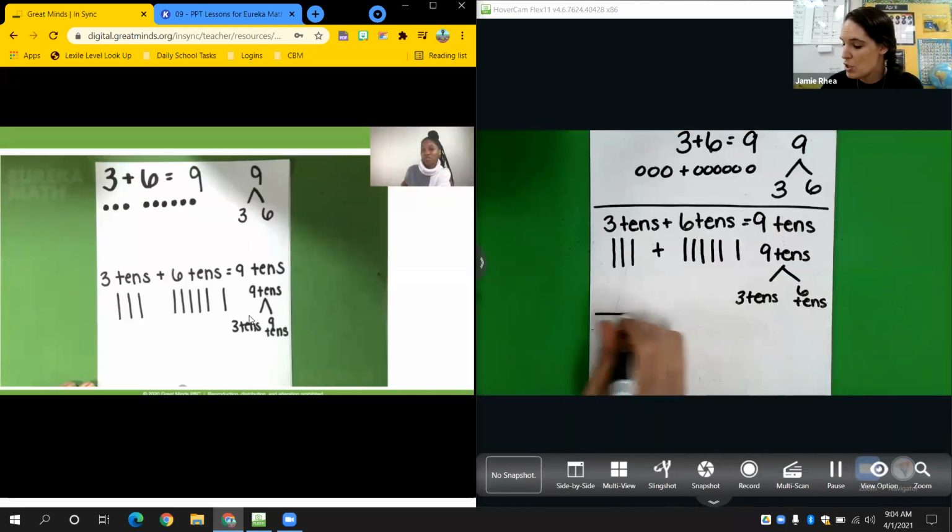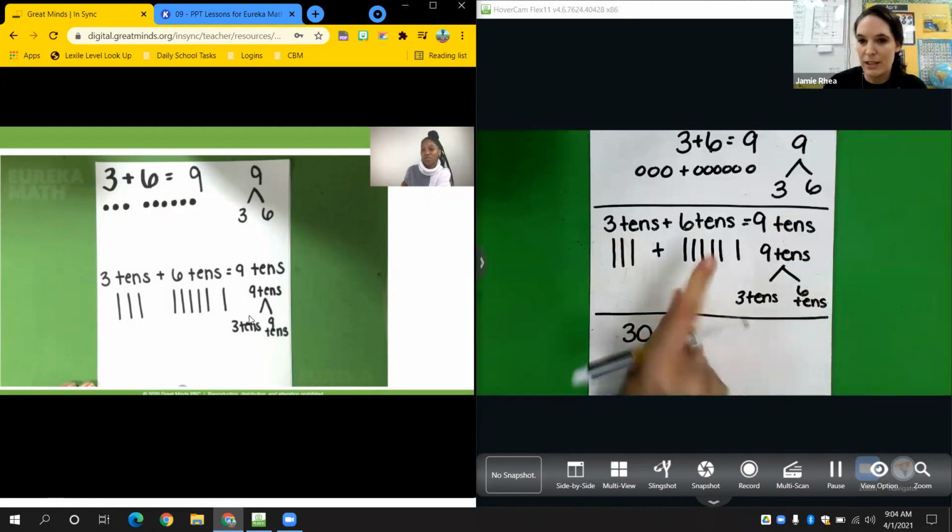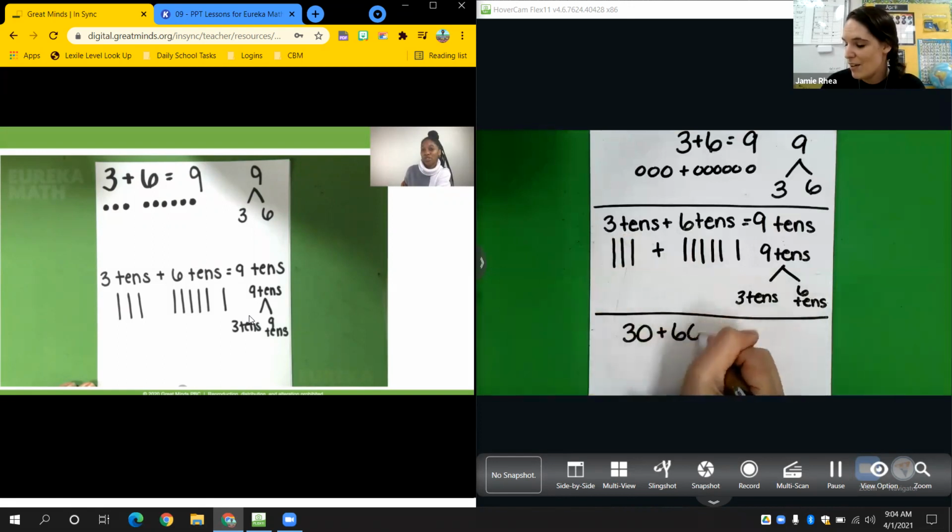If we changed our 3 tens to the regular way, what is the value of 3 tens? 30. What's the value of 6 tens? 60. And the value of 9 tens is 90. Whiteboards, and then we'll check in to see where we are. Go ahead.